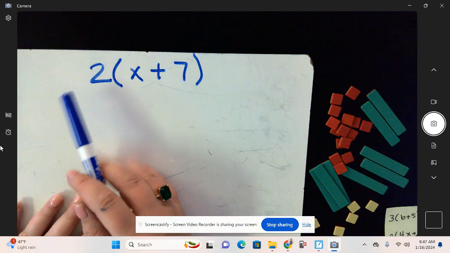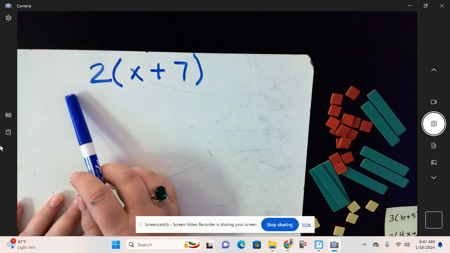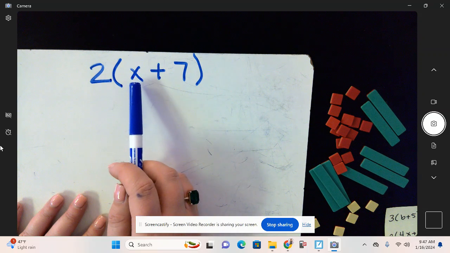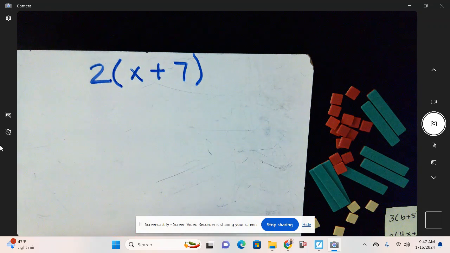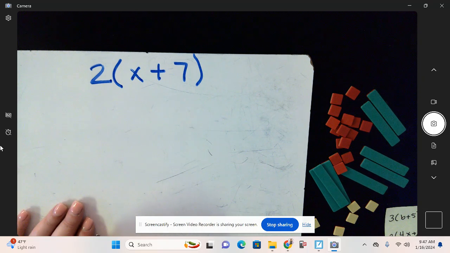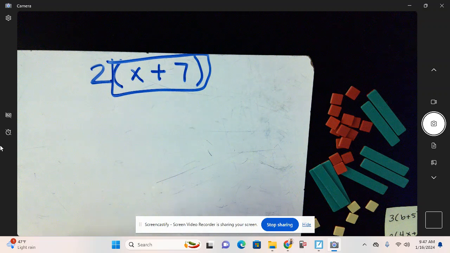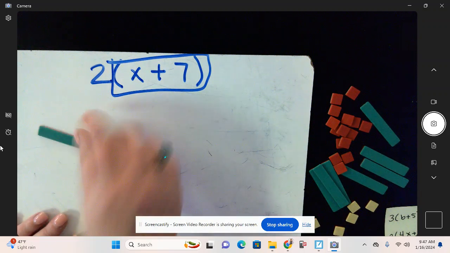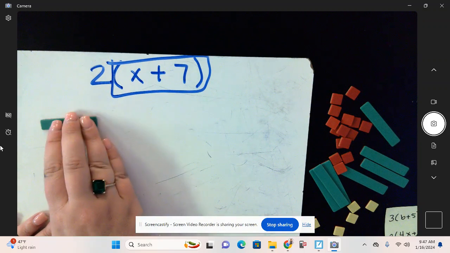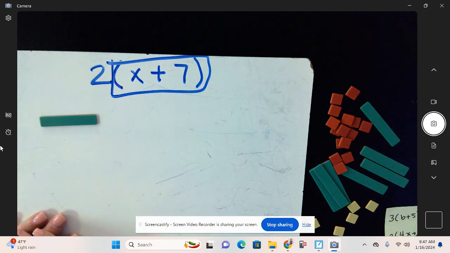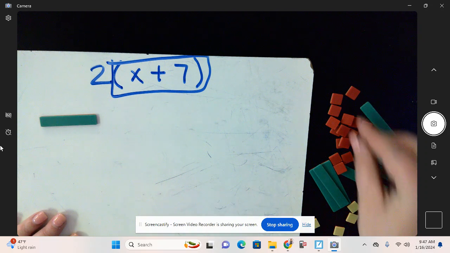All right, we've got 2 times the group of x plus 7. Okay? 2 times x plus 7. So we're going to build this. We're going to start with our group. We're focused on the group part, what's in parentheses. So we're going to let our green rod represent the variable. So we have 1x. And how many ones? 7. So I need 7 ones.